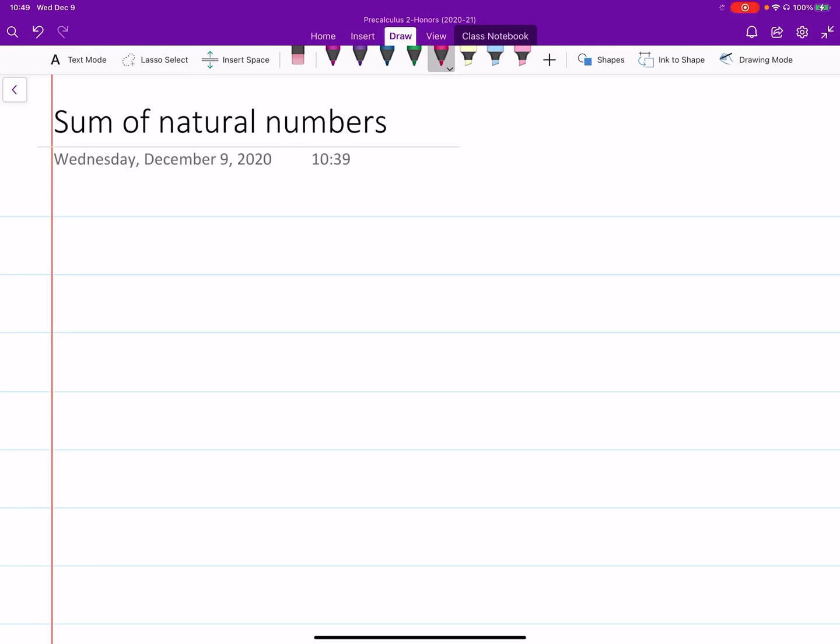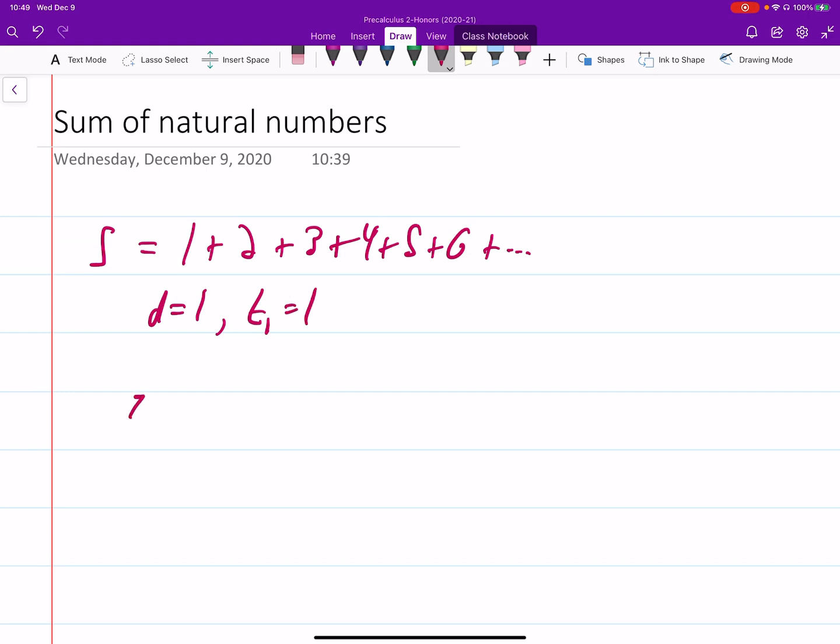The idea behind this is that you want to assign a particular number to the sum of natural numbers. S is equal to 1 plus 2 plus 3 plus 4 plus 5 plus 6. And if you remember from your freshman year, this is an arithmetic sequence with a common difference of 1 and a first term of 1, which means I can write it in sigma notation as the sum from n equals 1 to infinity of n.